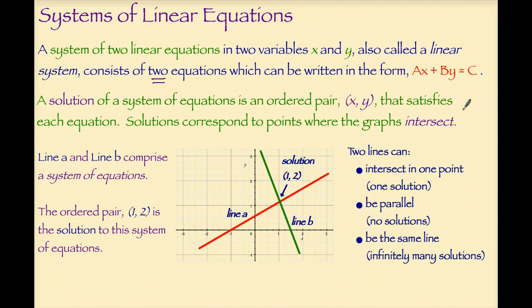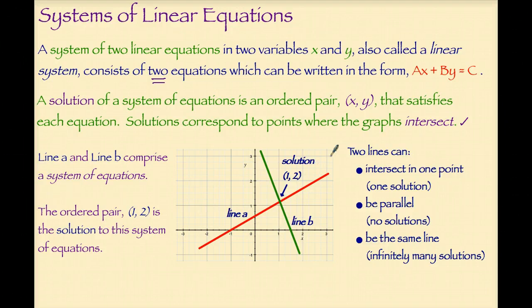A solution of a system of equations is an ordered pair, x comma y, that satisfies each equation, meaning that point is on both lines, or if there were more than one, on all of the lines. Solutions correspond to points where the graphs intersect. So in this particular diagram, line A and line B comprise a system of equations. The ordered pair, 1 comma 2, is the solution.